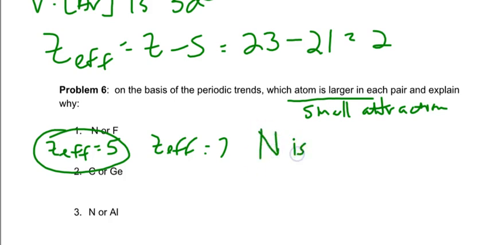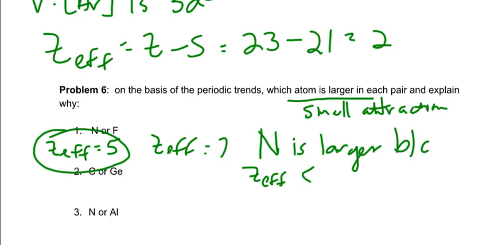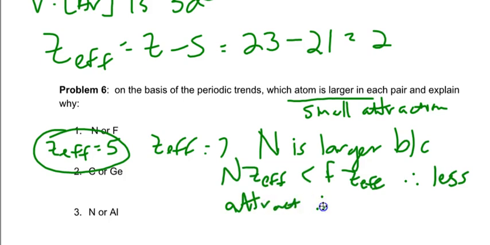Nitrogen is larger because, I'm going to do a little shorthand here, the effective nuclear charge of nitrogen is smaller than fluorine's effective nuclear charge. Therefore, it has less attraction. Therefore, it has a greater atomic radius. I did a lot of shorthand, but hopefully you can figure out what I'm trying to say. So I'll say it one more time: nitrogen is larger because its effective nuclear charge is smaller than fluorine's effective nuclear charge.